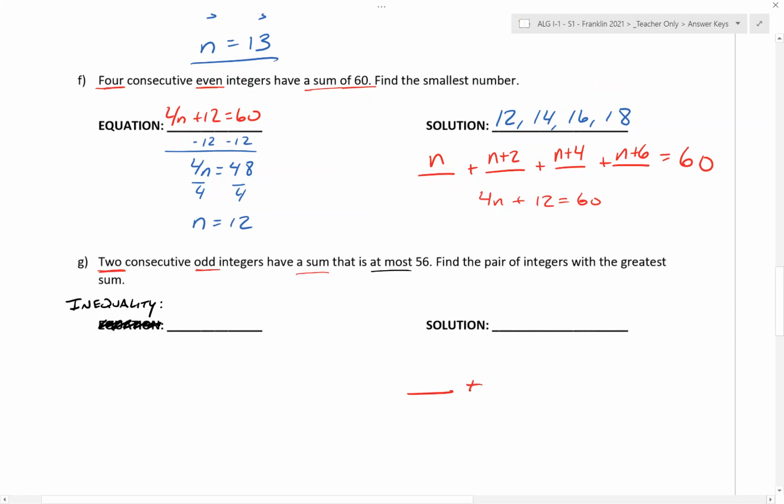We have two things to add together this time. N, and since they're odd, n plus 2, right? Odd numbers are also 2 apart. And it is at most 56. At most means it can't be more than that. So it's up to 56. So this needs to be less than or equal to 56. So our inequality is 2n plus 2 is less than or equal to 56. So there's our equation there.